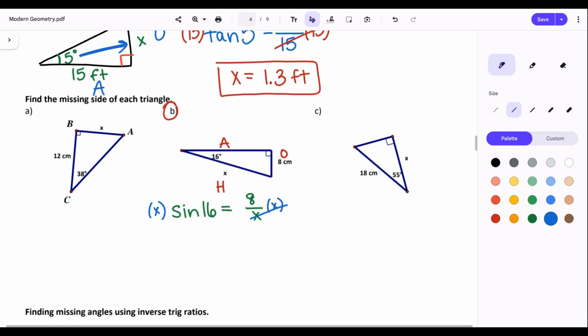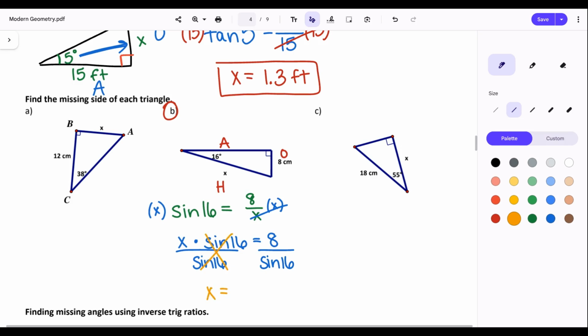Now, what I have left is x times the sine of 16 is equal to 8. I still want x to be by itself. So x is being multiplied to this quantity sine of 16. That's kind of like a whole big chunk there. So what I'm going to do is divide both sides by the sine of 16. And that's going to help me get my x by itself. So these are gone. So I have x.